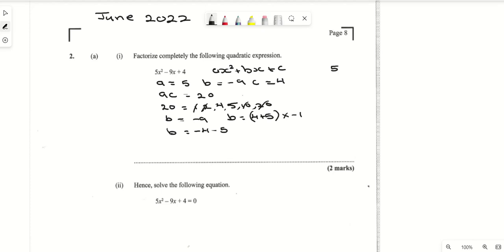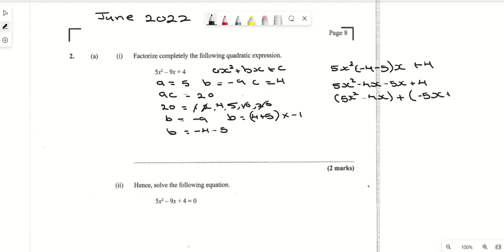Now, after you do that, the equation becomes 5x squared, open bracket, -4 minus 5, all by x, because the relationship between b and x is multiplication, plus 4. So the brackets mean we multiply. So it's going to be 5x squared minus 4x minus 5x plus 4. So now, your next step is we have 4 algebraic expressions, so we group them in pairs. We have 5x squared minus 4x, and then we always put plus, and then we have minus 5x plus 4.